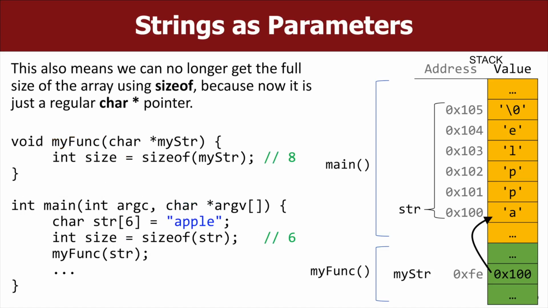Now, one important consideration here is that because we just pass a pointer to the array instead of the array itself, we can no longer get the full size of the array using sizeof. This is because it's now just a char star, and sizeof on a char star always returns 8, which is the size of a pointer.